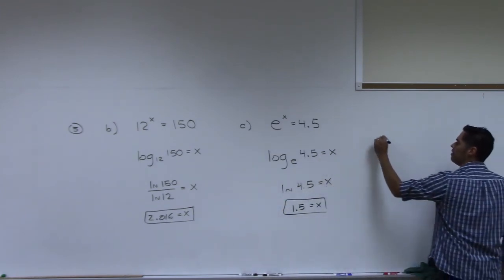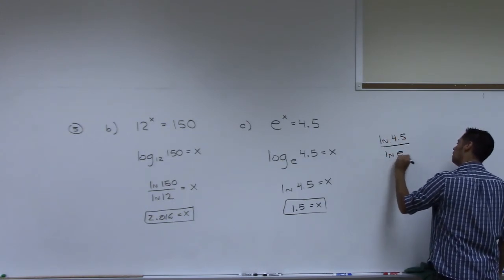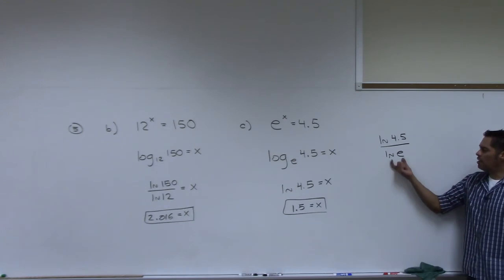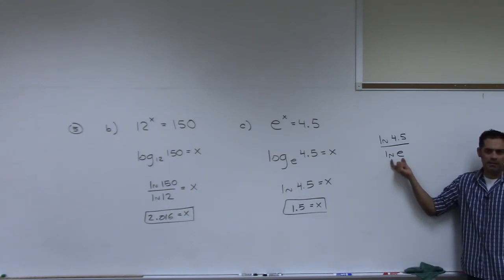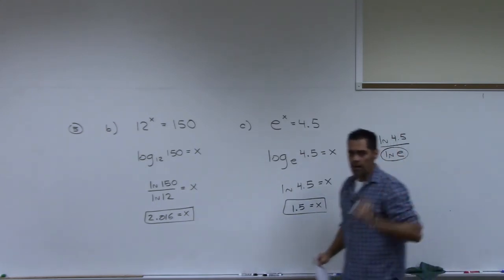Now, had you done this, I'm thinking you might have a hard time typing this into your calculator. Maybe, maybe not. Try it. See if you can type in natural log of e. You should get 1.